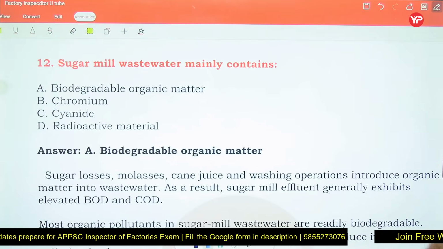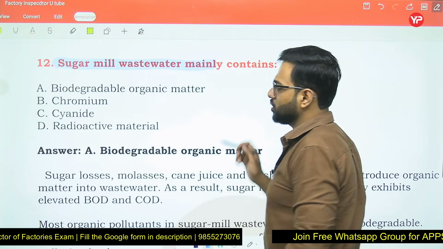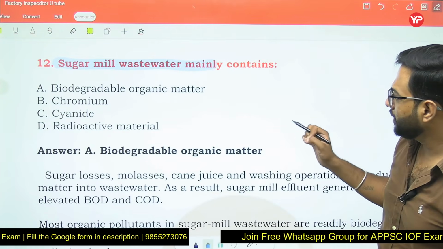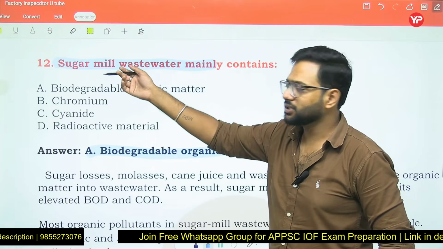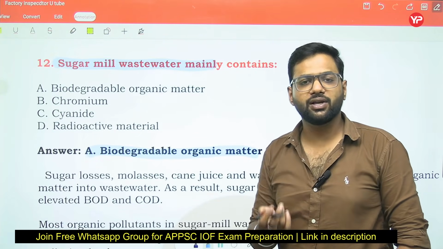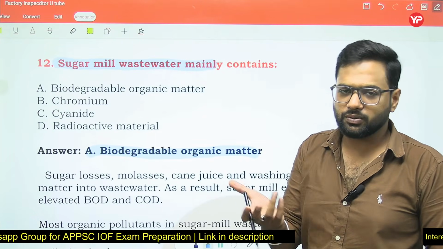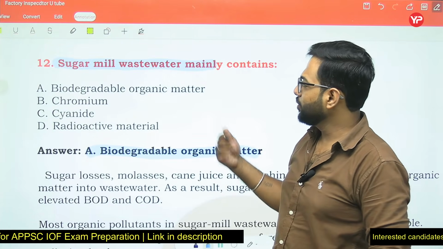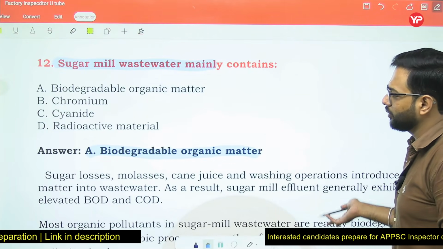Now, sugar mill wastewater. Sugar mill wastewater generally consists of biodegradable organic matter. Using common sense, sugar mill wastewater means an excess quantity of sugar, and this sugar can be easily decomposed by microorganisms, so the BOD value comes out higher. So it will contain a high amount of BOD.